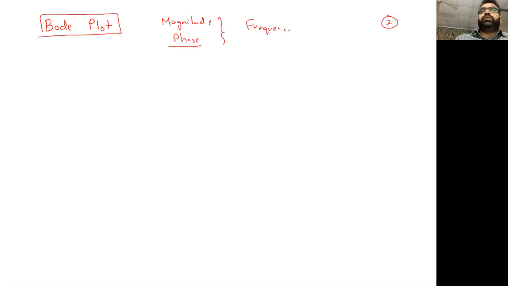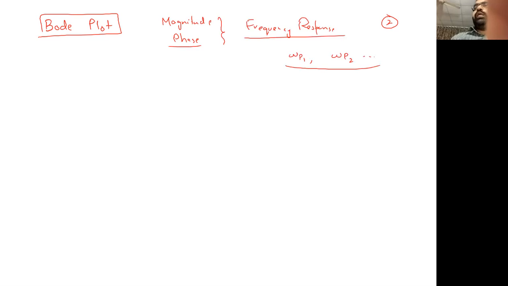And that is used when your overall transfer function is available. So that is one alternative, but we are not going to do that in today's lecture. Rather, we are going to analyze how we can utilize those poles, these omega P1, omega P2, whatever the number of poles, intuitively by just analyzing the circuit.